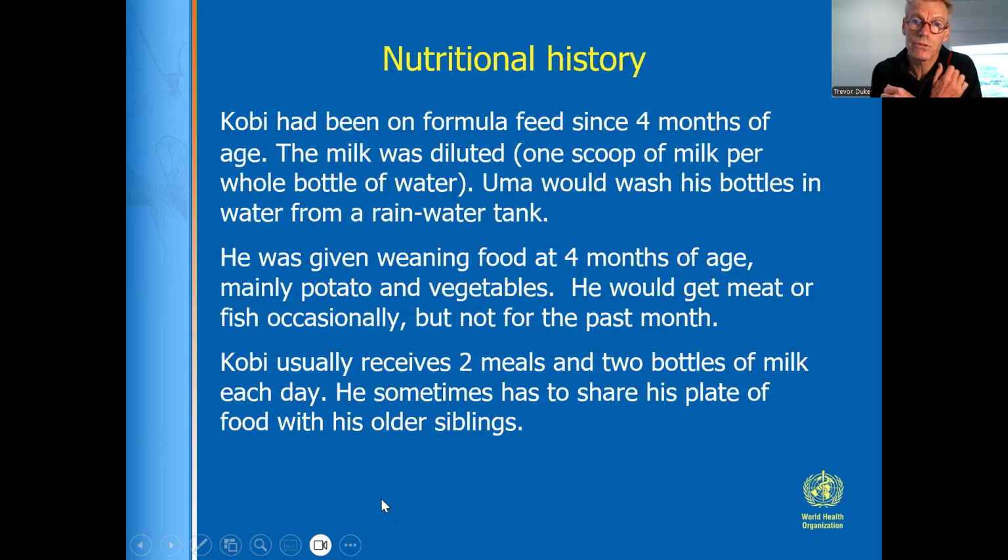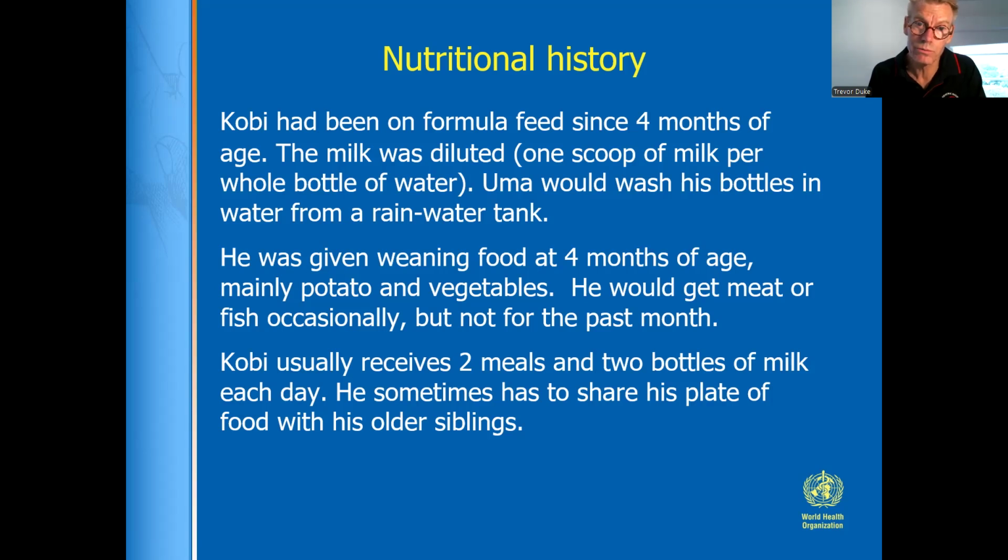So this is Kobe's nutritional history. He'd been on formula feeding since 4 months of age. He was breastfed from birth, but on formula feeding since 4 months of age. And the milk was diluted, as I said, 1 scoop of milk per whole bottle of water. It's unclear, but not exactly following the instructions on the can, because often a tin of formula is quite expensive.